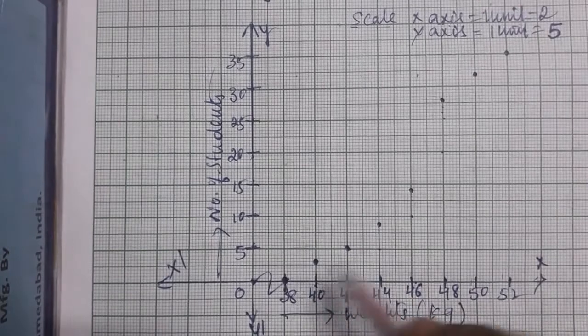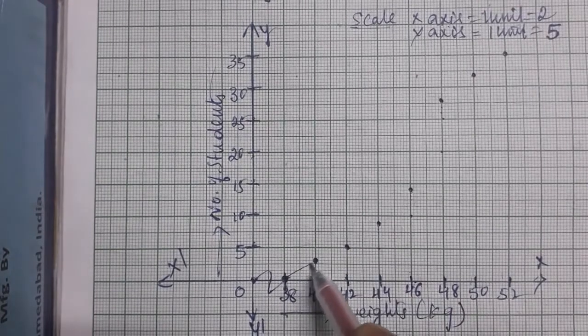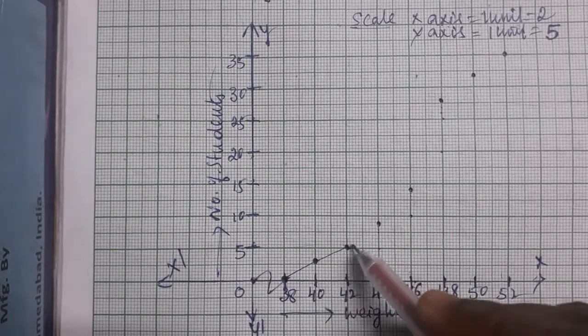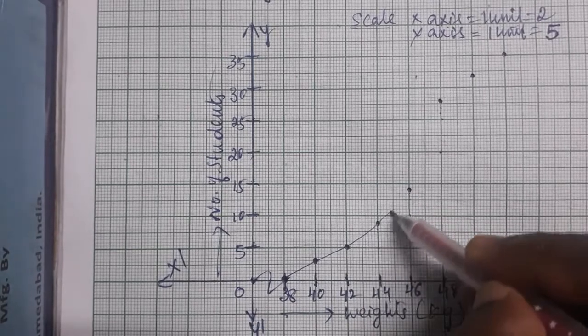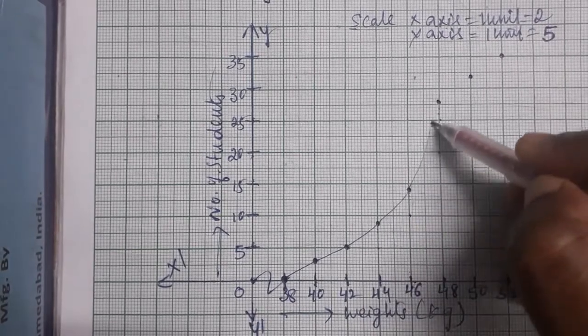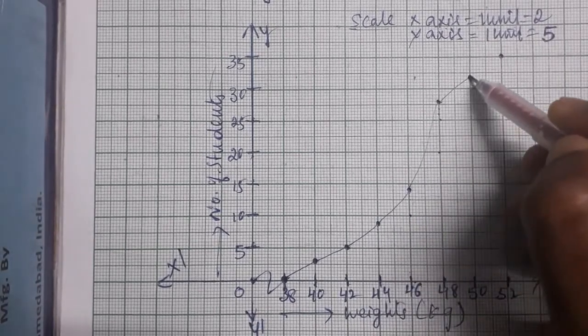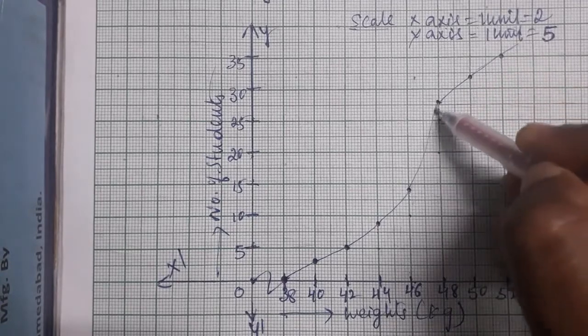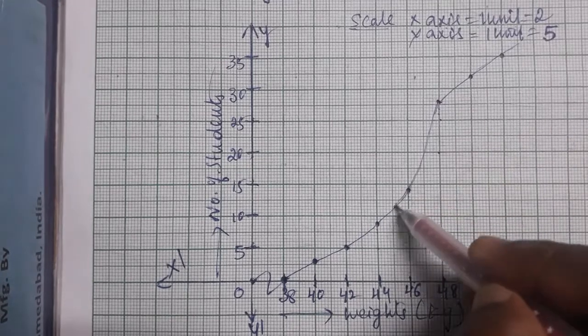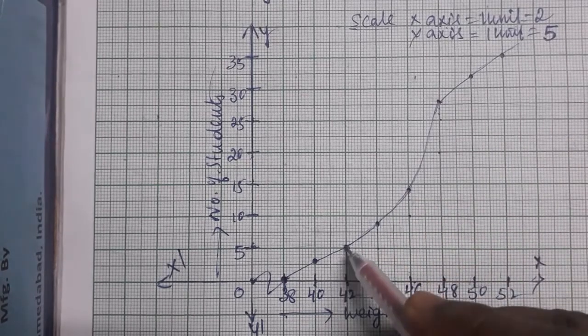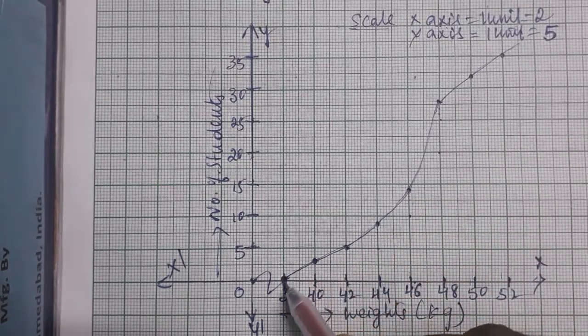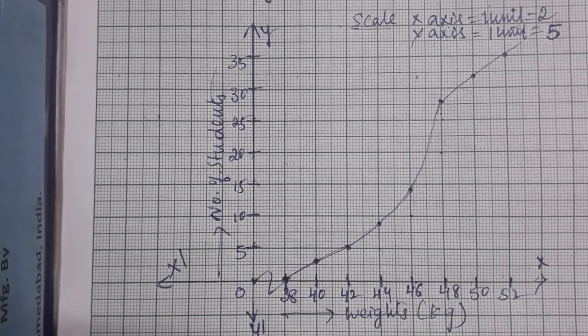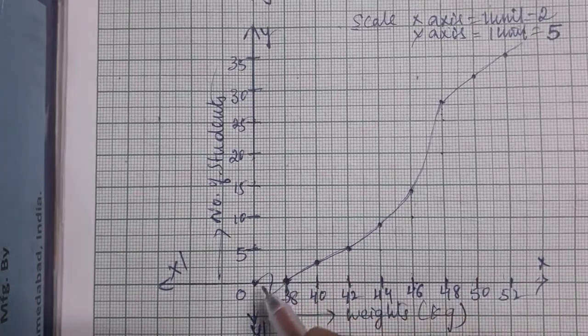Now, of course you have to use only pencil. For clarity and visibility I am using pen. No need of using a scale. You have to connect all the points with a smooth curve. You can notice I am not using any scale. Without a scale I am connecting each and every point with a smooth curve. Your ogive is ready.